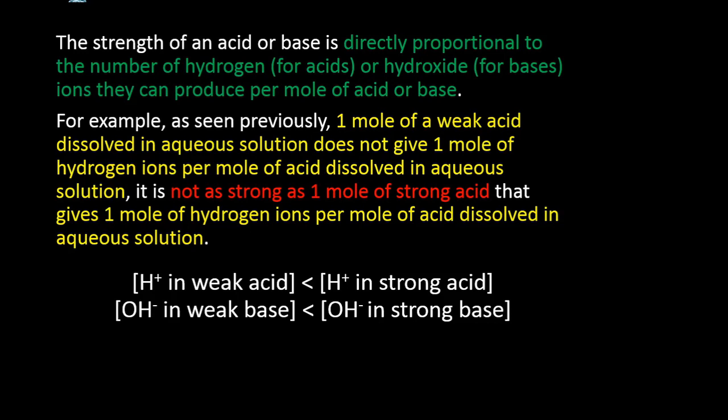So the concentration of hydrogen ions in a weak acid is less than the concentration of hydrogen ions in a strong acid. Same goes for bases. The concentration of hydroxide ions in a weak base is not as great as the concentration of hydroxide ions in a strong base.